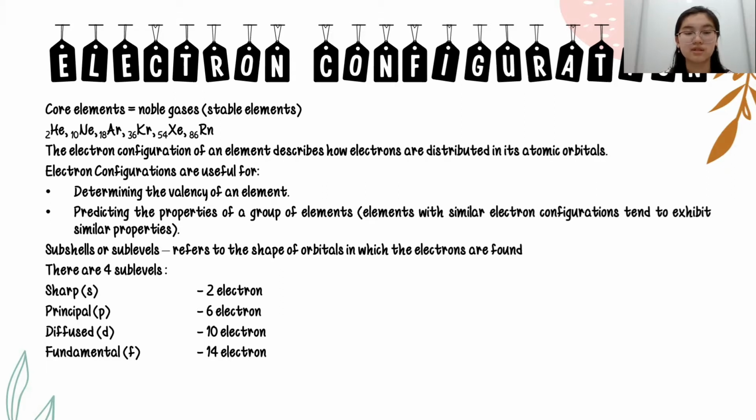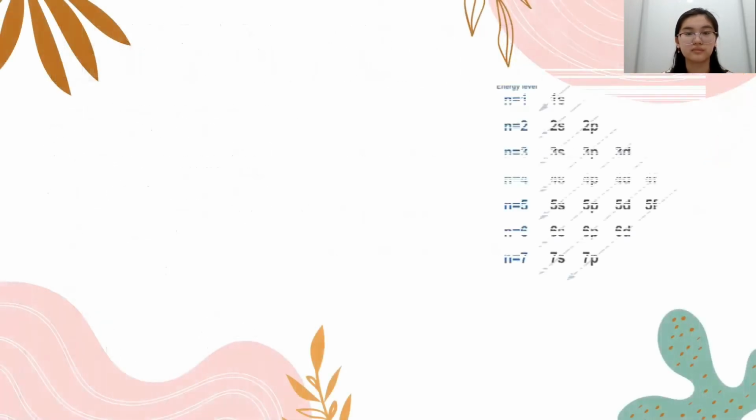There are 4 sublevels. The first is sharp, or s. It can hold 2 electrons. The second is principal, or p. It can hold 6 electrons. Then the third is diffuse, or d. It can hold 10 electrons. The fourth is fundamental, or f. It can hold 14 electrons.